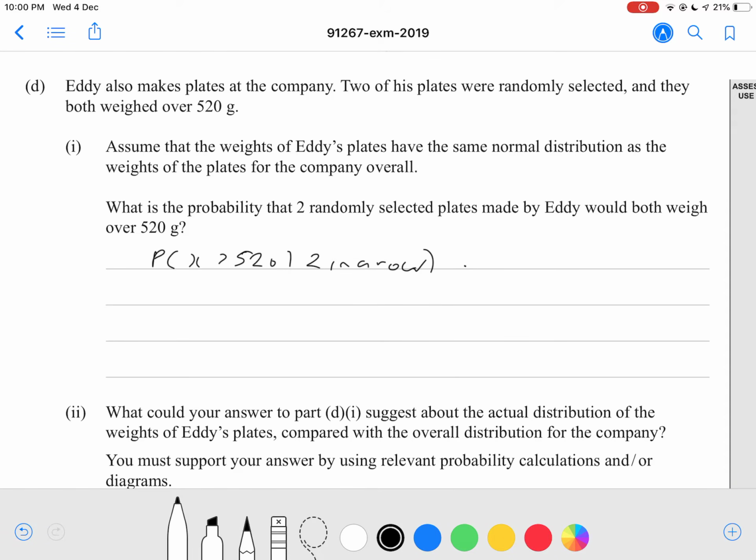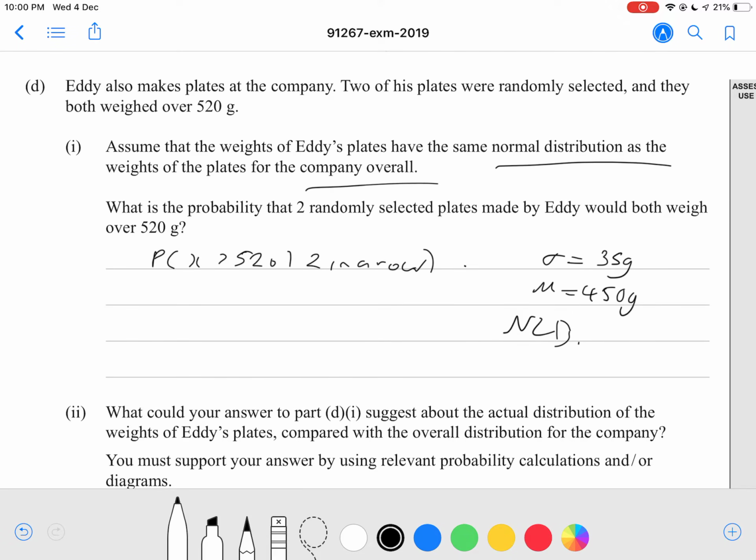Alright, so once again, we're going to be going to our NCD. So we know that this is the same normal distribution as the company overall. Our standard deviation is 35, and our mean is 450 grams. So once again, we're going to be using our NCD to find the probability that any plate is greater than 520 grams. So stat, distribution, normal distribution, and NCD.